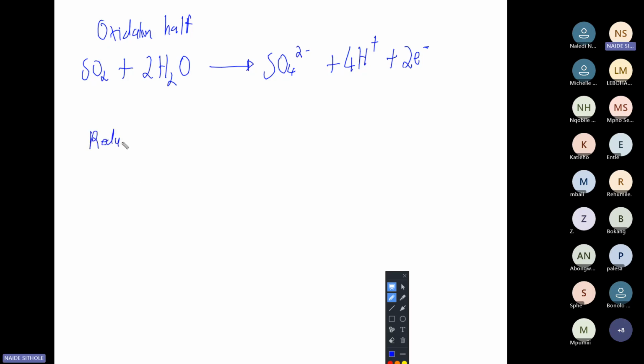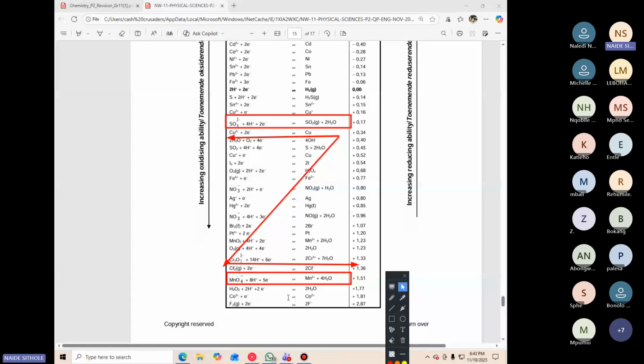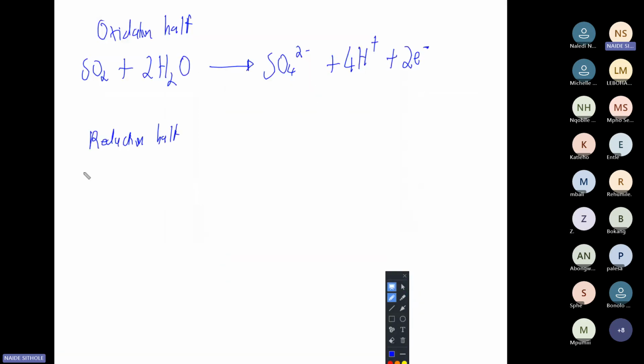Let's get to the reduction half. With the reduction half, remember, I do not change anything. I simply write it exactly as it is after identification. Then MnO4 minus plus 8H plus 5e to give us what?